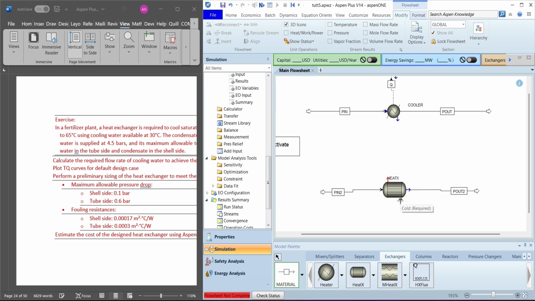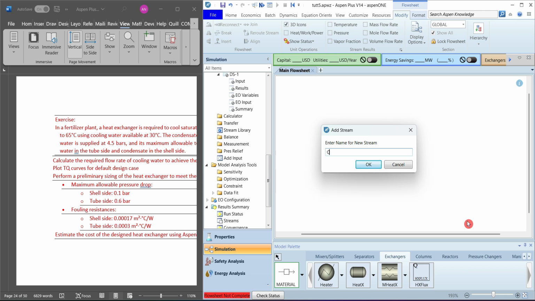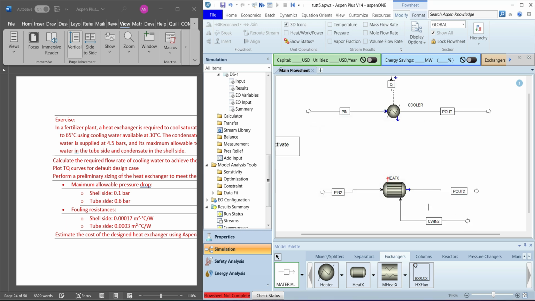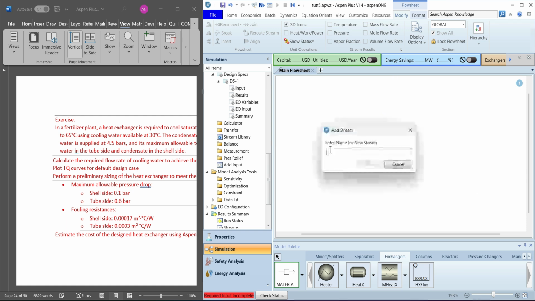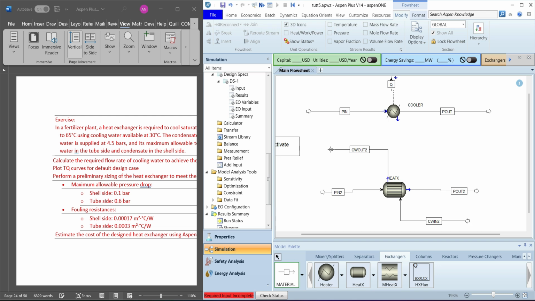and in the shell side it's a cold fluid. It also gives an indication of cold required. This is cooling water in 2 and cooling water out 2. So with these 4 streams, the flow sheet is complete. Let's save the simulation. Escape from the selection tool. We need to define all the inputs of cooling water and the process stream inlet streams.